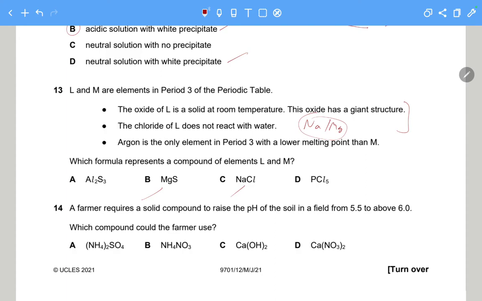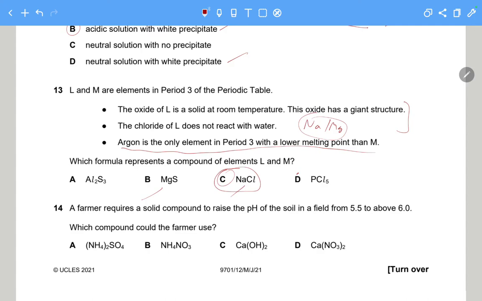Then, argon is the only element in period 3 with a lower melting point than M. Now remember, argon is a noble gas, it is to the extreme right of the period, and M therefore has to be a non-metal. It says that argon is the only element in period 3 with a lower melting point than M. So the answer has to be C in this case. We narrowed it down to B and C already, because before argon there is chlorine, not sulfur. Sulfur is even before chlorine, and sulfur has a much higher melting point. So that's why the answer should definitely be C in this case. M has to be a halogen.